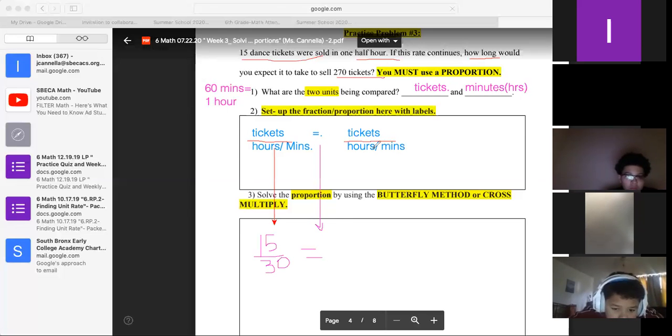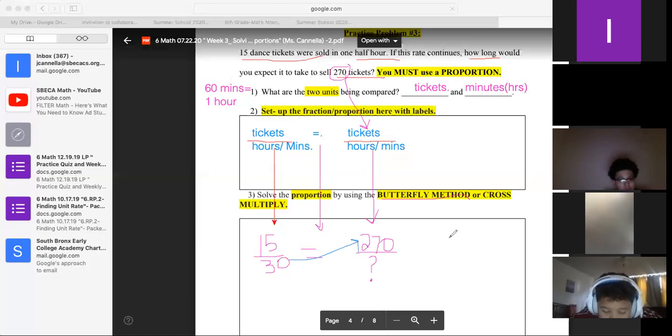Equals. It says how long. I don't know the minutes, so I'm going to call it a question mark. But it says that you have 270 tickets, and tickets goes on the numerator. So the cross butterfly method says I have to multiply. So I'm going to show you with another color now. I'm going to multiply 30 times 270.